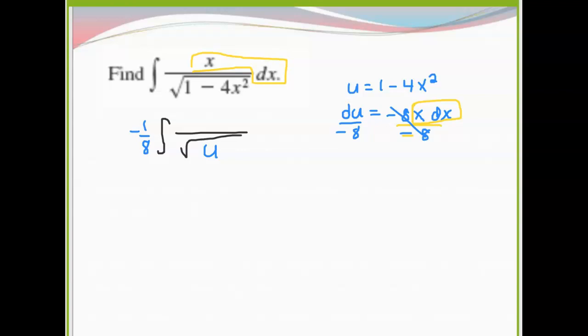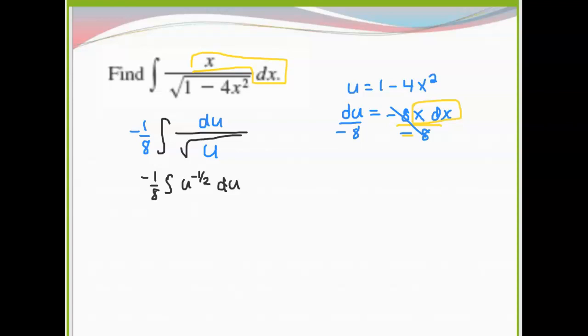So we're going to pull that negative 1/8 out in front and replace x dx with du. So everything in blue is what I substituted in. So that integral is really the same as negative 1/8, the integral of u to the negative 1/2 du. So now my variable of integration matches my constant of integration.